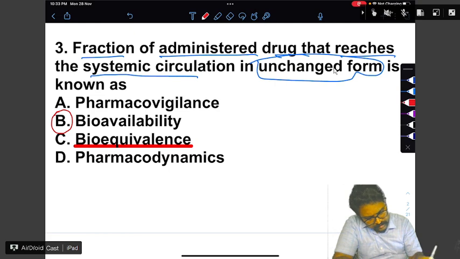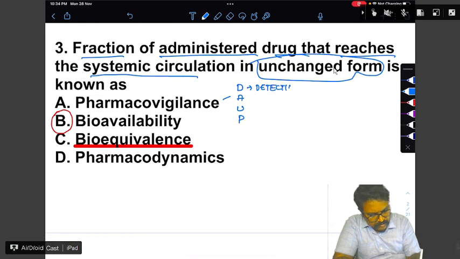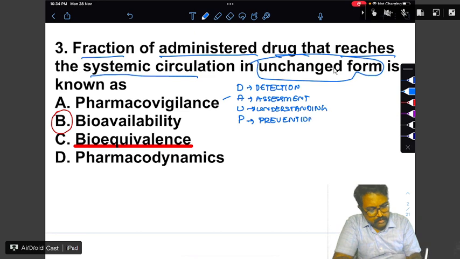It can be remembered in the form of DAUP. Pharmacovigilance is an art as well as a science that deals with the detection, assessment, understanding and prevention of adverse drug reactions.